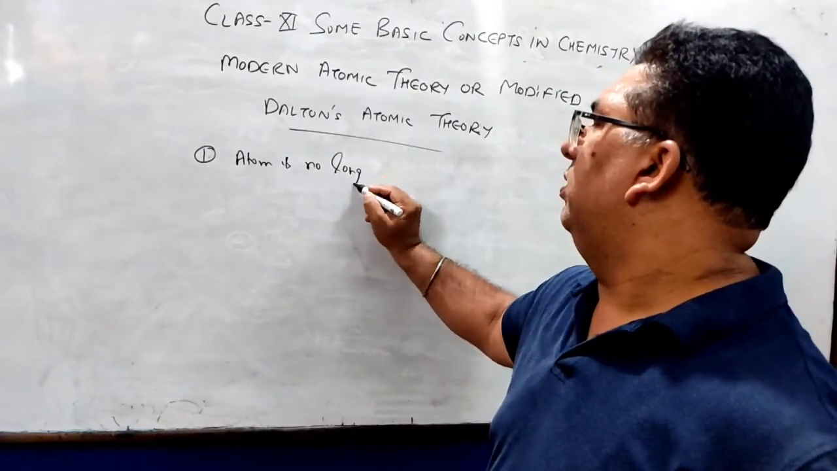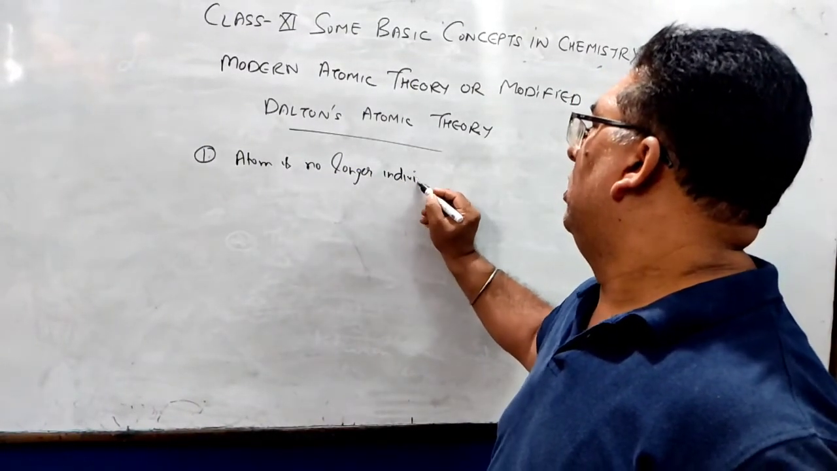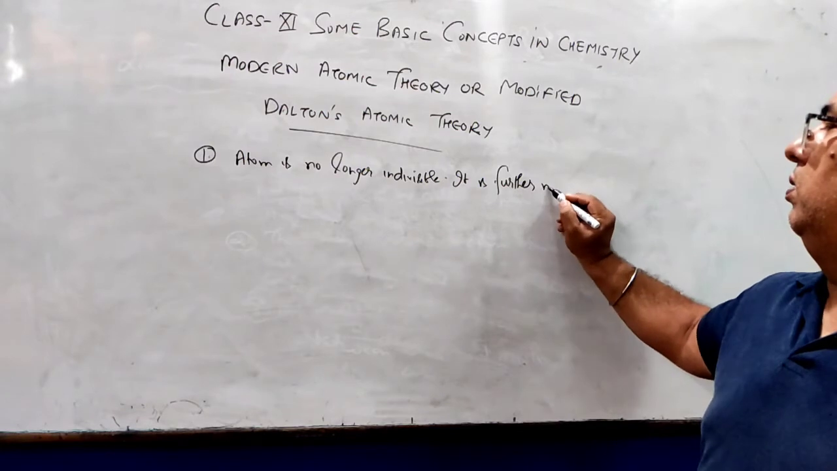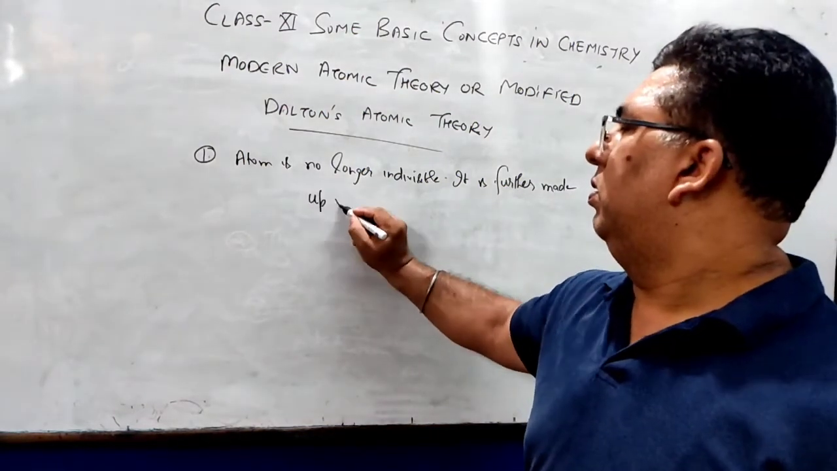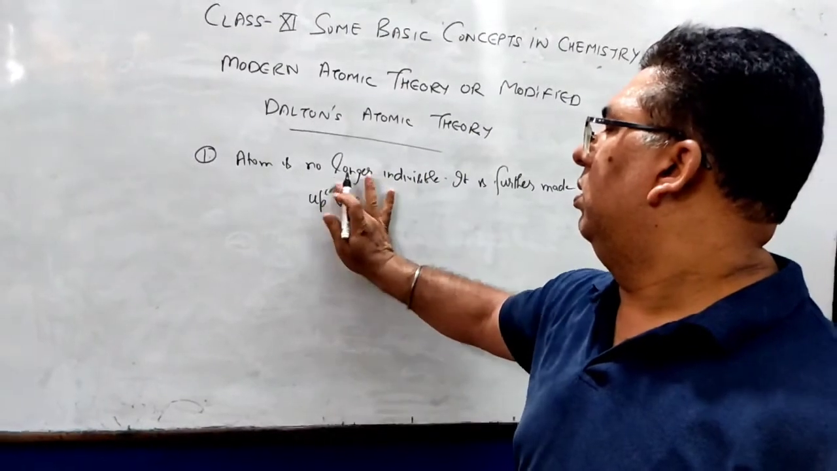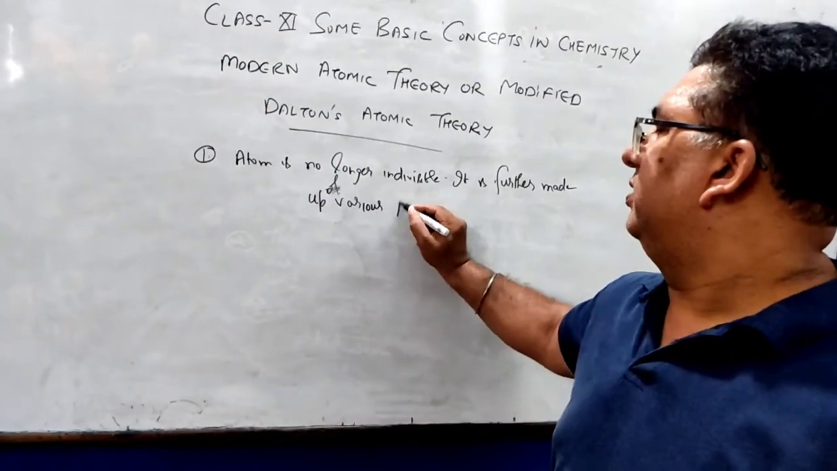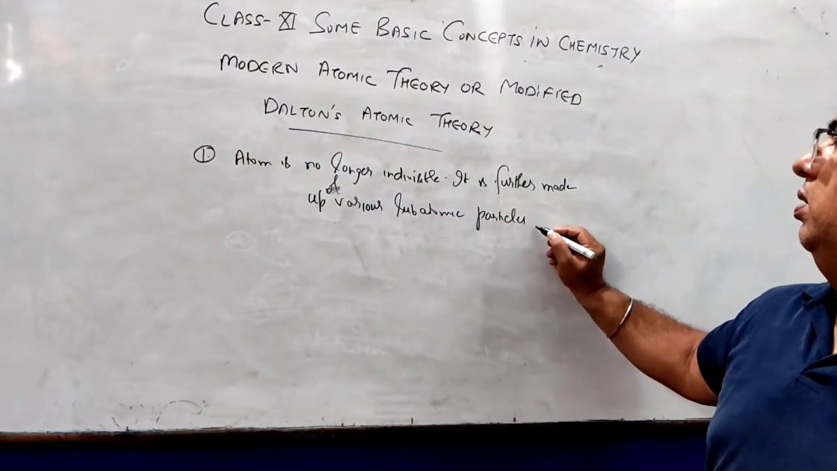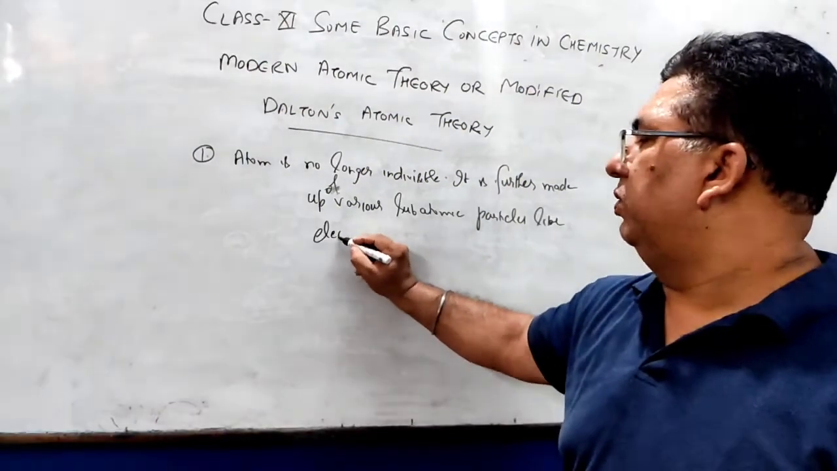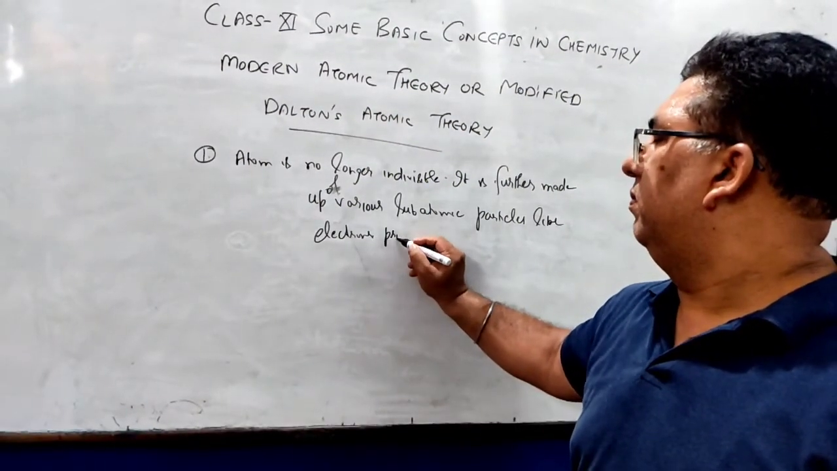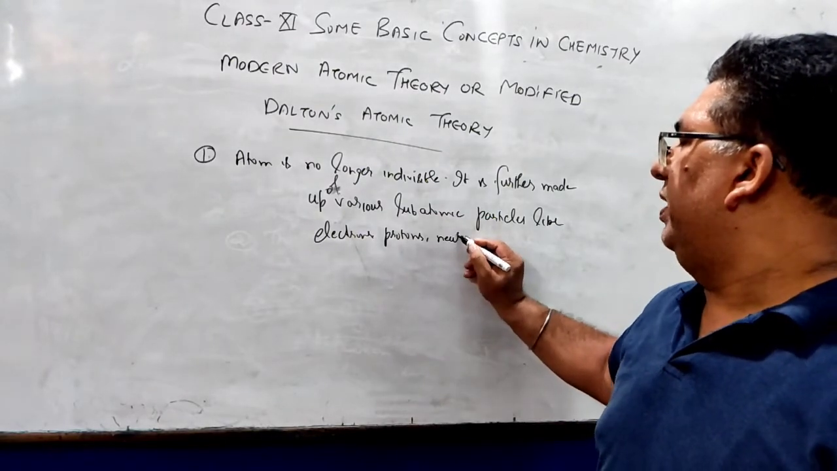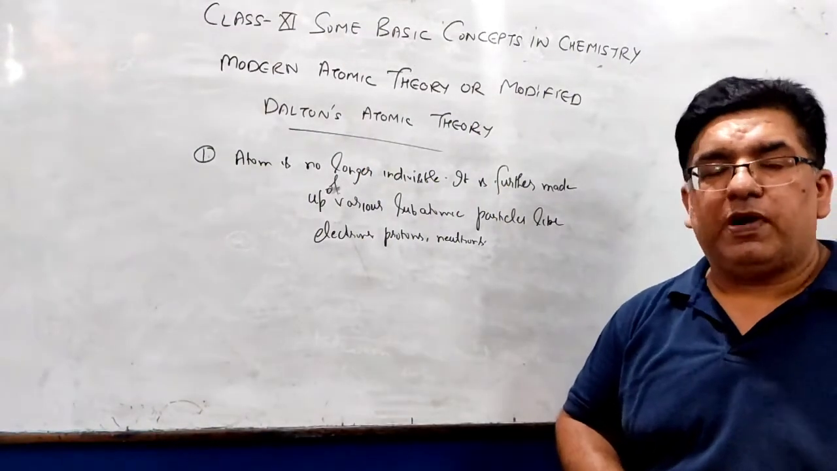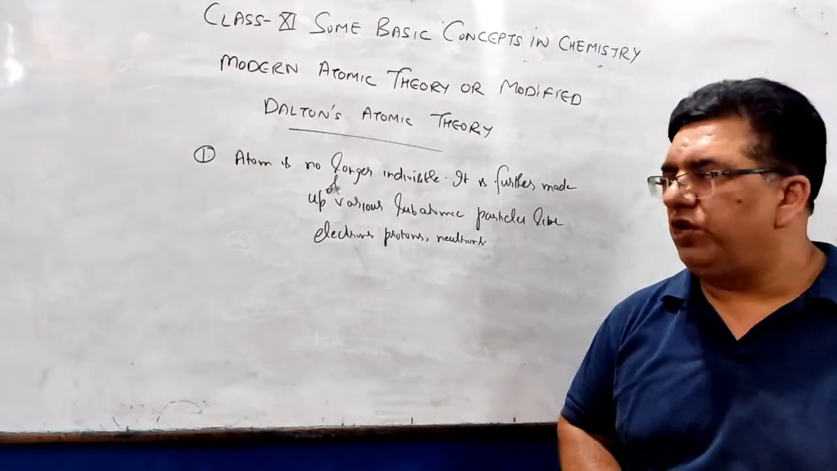no longer indivisible. We can say that atom is divisible, and it is further made up of various subatomic particles like electrons, protons, neutrons, etc. It means atom is not indivisible. It is having some further parts. These are called subatomic particles: electrons, protons, and neutrons.